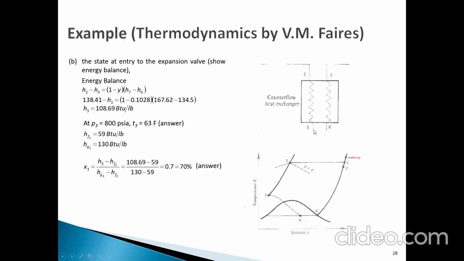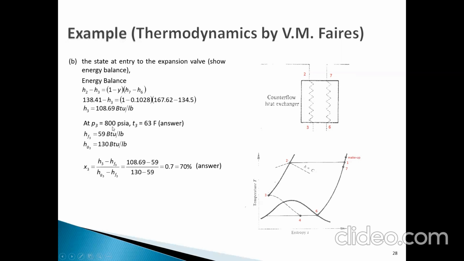So, show energy balance. Energy balance is H2 minus H3 equals (1 minus Y) times (H7 minus H6). So, meron tong H2, H7, H6, and Y. Nakuha mo na. So, 138.41 minus H3 is equal to (1 minus 0.1028) times (167.62 minus 134.5). So, H3 is equal to 108.69 BTU per pound.